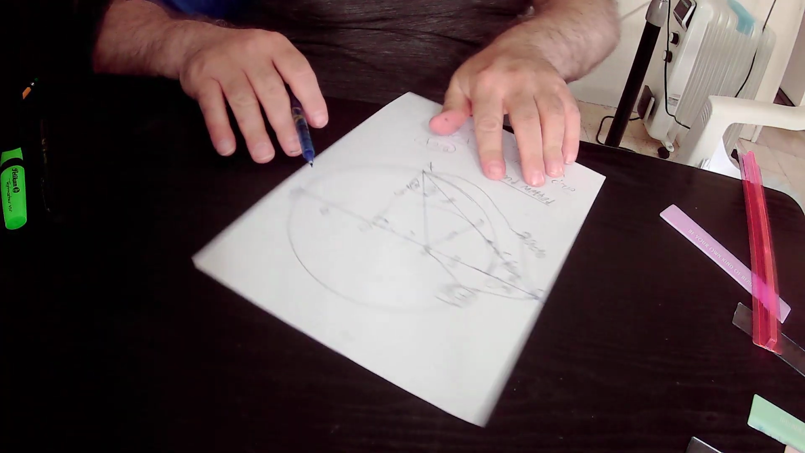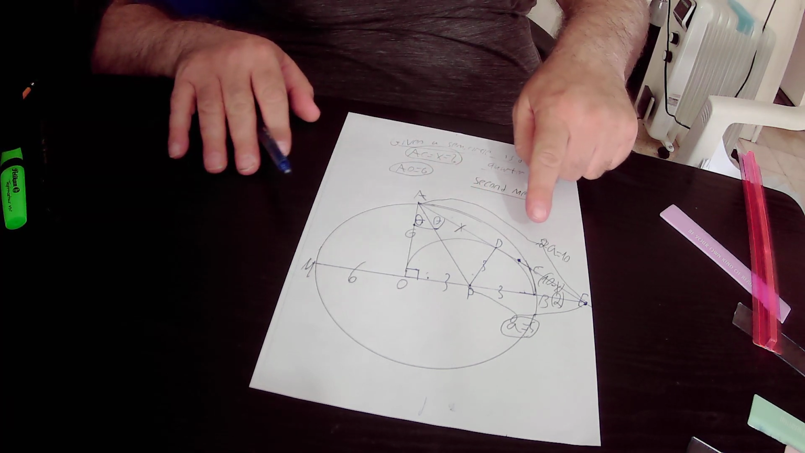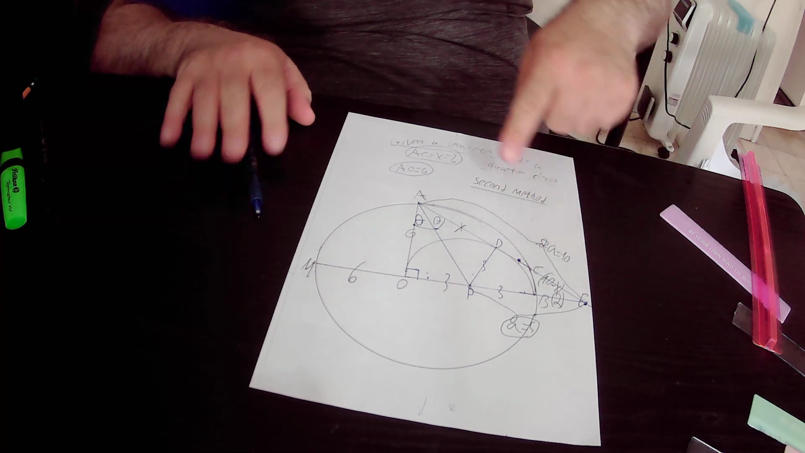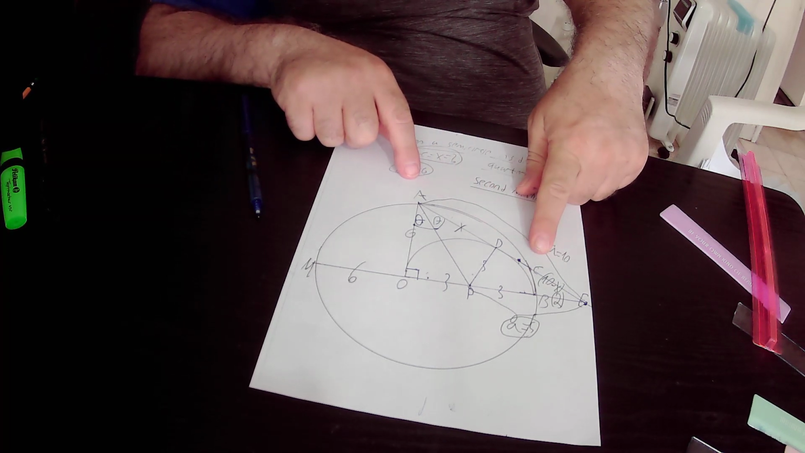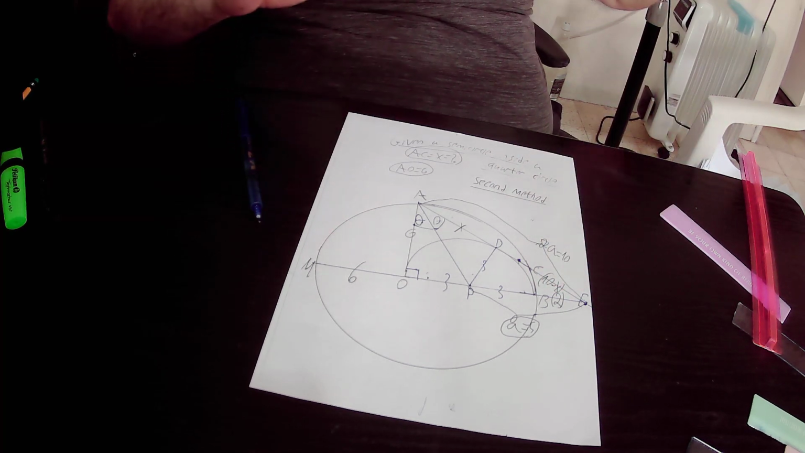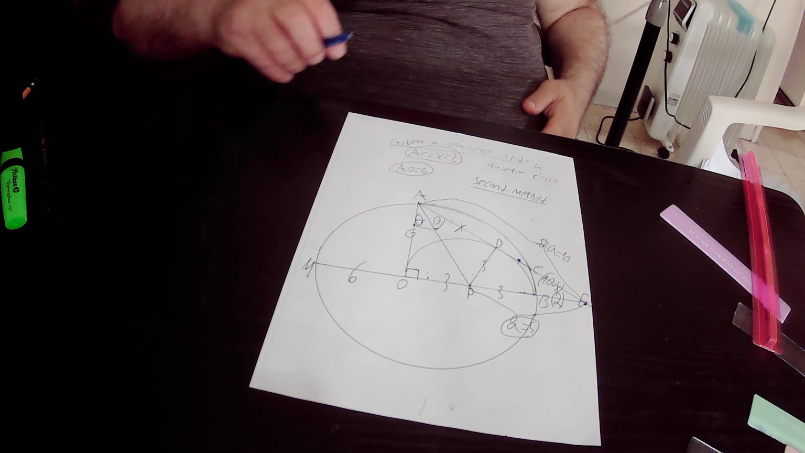Because in our drawing we have chord AC that intersects with chord MB at point E again. Chord AC intersects with chord MB at point E. Point E is the intersection point of chord AC and chord MB. I'll write it down.